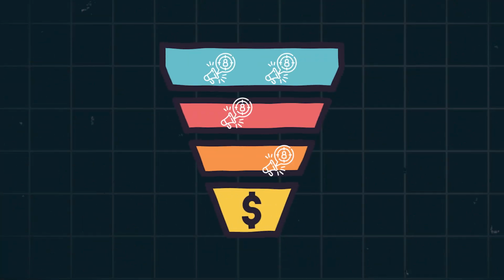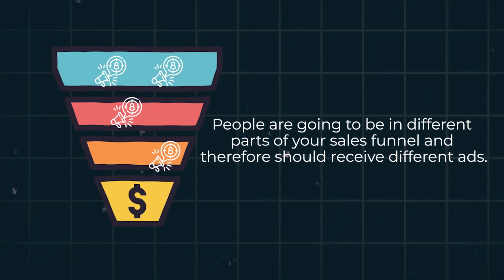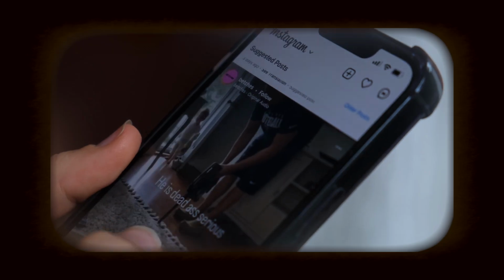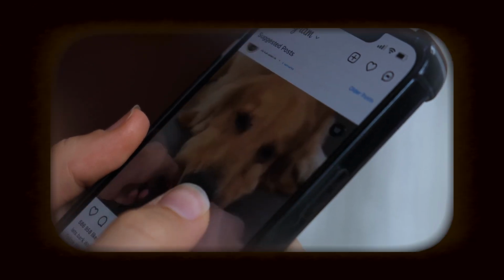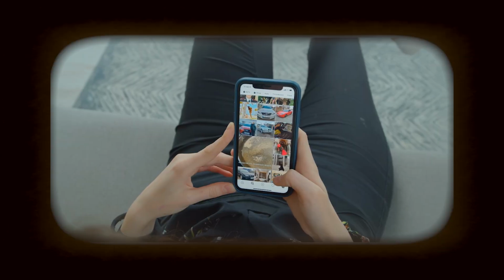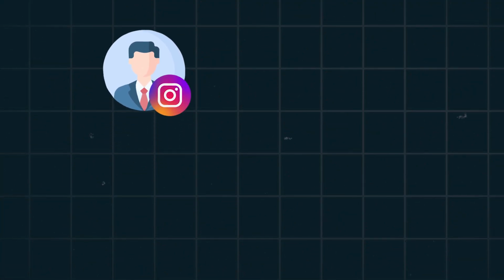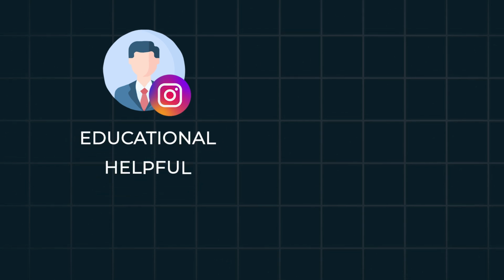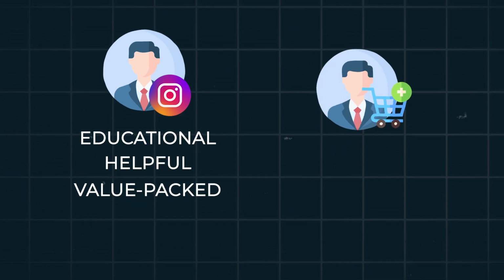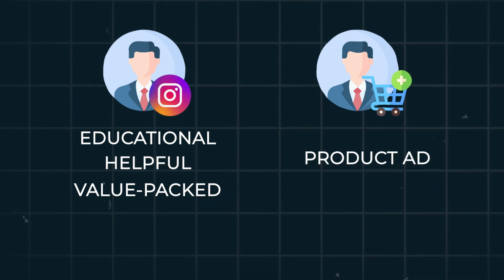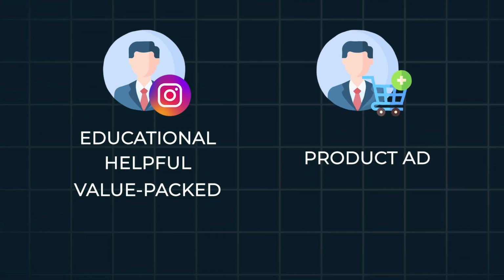Like I said earlier, people are going to be in different parts of your sales funnel and therefore should be receiving different ads from you. For instance, if someone has only ever seen 2 of your Instagram reels and on the Explore page, they're not even a follower, that person would likely benefit from ads that are more educational, helpful, and value-packed. Whereas someone who has added to cart on your website but not yet purchased needs to be sent a product ad with that exact product in it.